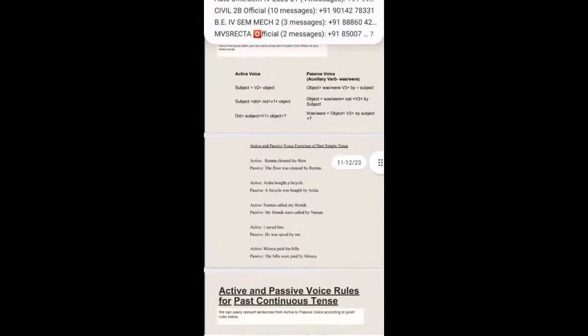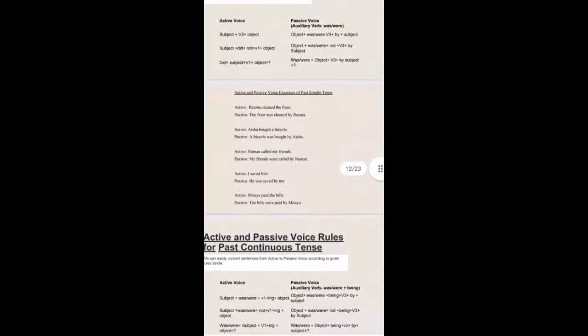So you see here, Rima cleaned the floor. The floor was cleaned by Rima. No fancy things there. Just is becomes was. In present tense, it was is. In past tense, it is was. No been or being is required as far as the sentence is in simple form. Rest of the things are the same, just you need to take care of the verb.